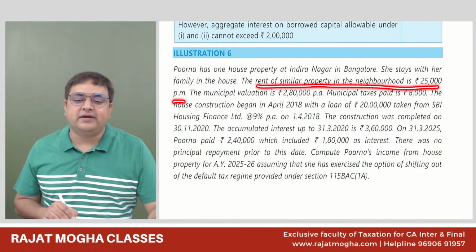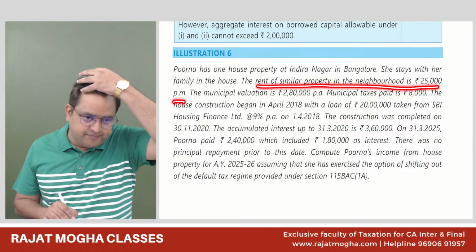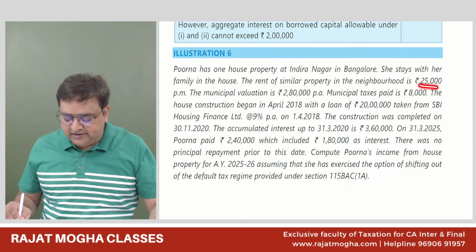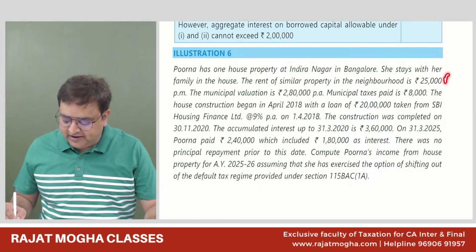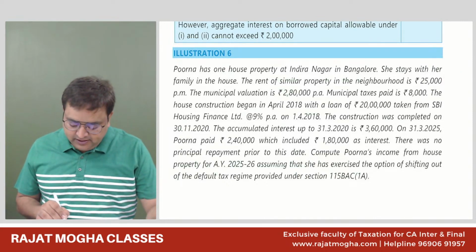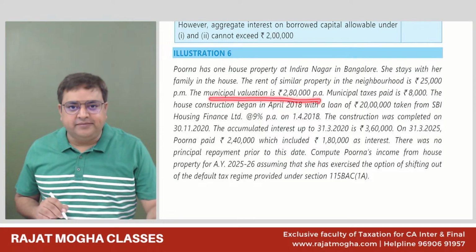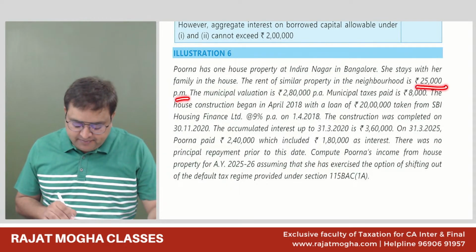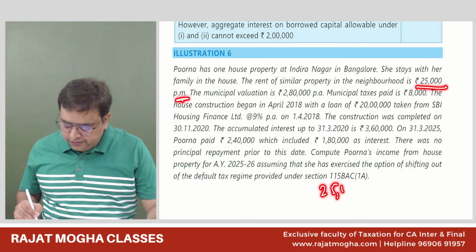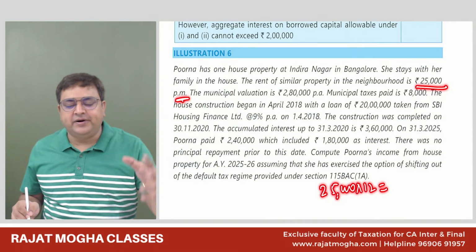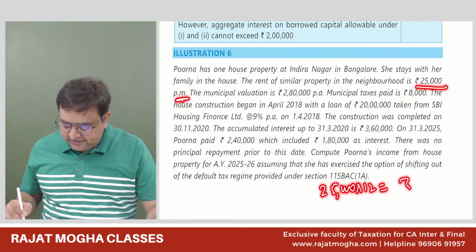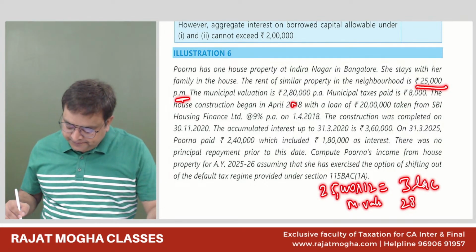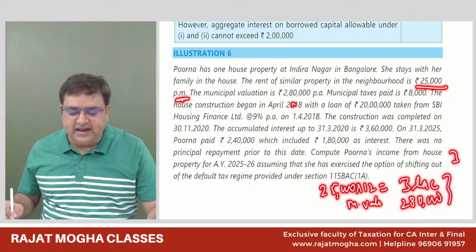This is called fair rental value. It is the fair rent which the similar property can generate, which the similar property can actually earn. So it is not standard rent. This is actually a fair rent, right? This is fair rental value. The municipal value is 2,80,000 per annum. So we can see that the fair rental value is 25,000 per month as given. 25,000 into 12, if I say that the property is there for the entire year, is 3 lakh rupees, or the municipal value is rupees 2,80,000, whichever is higher. So we have to take 3 lakh out of it.